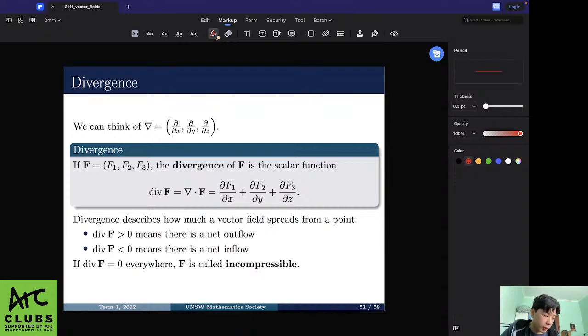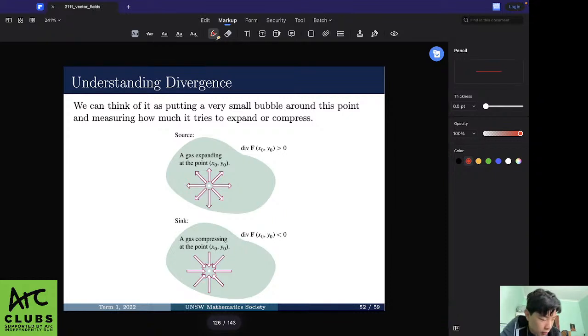Also, if this whole thing is equal to 0 everywhere, at every single point it's equal to 0, then we call f incompressible. This is just one of these definition words that you should know. An exam might ask you, what does it mean to be incompressible? And you should just be able to say, hey, the divergence of f is equal to 0 everywhere. Right? Simple.